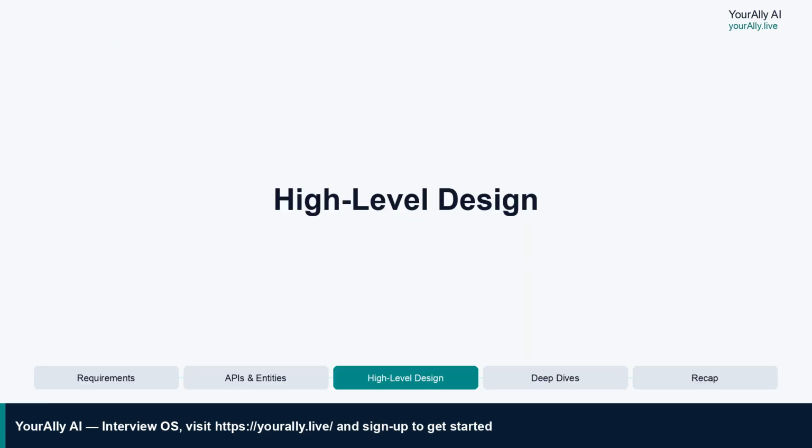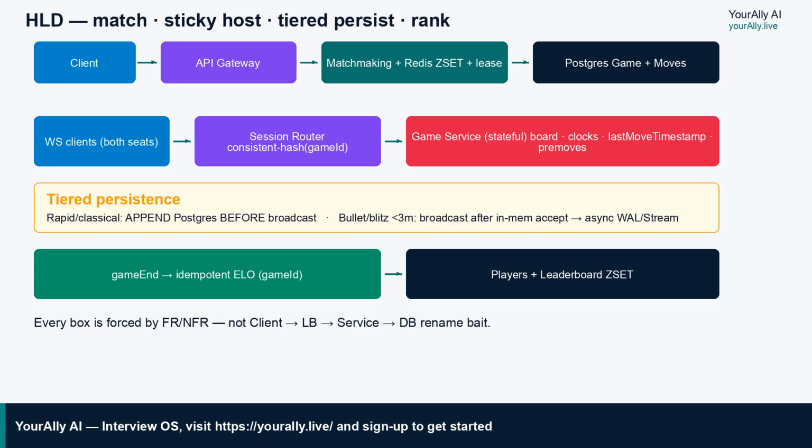Next section, high level design. One end-to-end board, matchmaking into Redis, sticky game hosts, tiered move persistence, and idempotent rating updates when games end. High level design. Draw this as a player journey and narrate failures while you point at boxes.